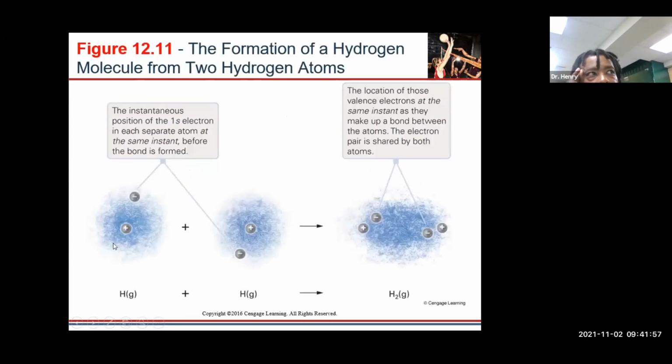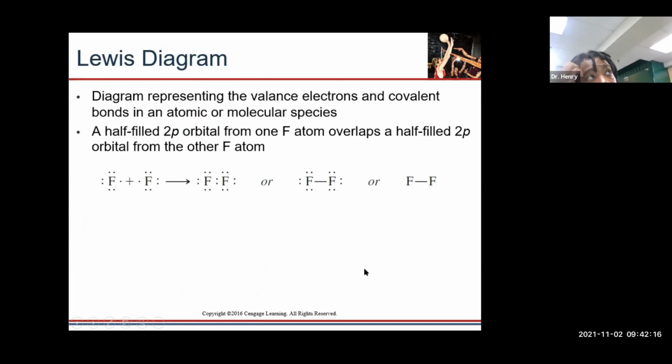Okay, so here's an example of that. So here's that cloud density for hydrogen. You can see the electron here, and this represents the electron cloud. This is the electron cloud for the other hydrogen. And so these are the electrons orbiting both nuclei. So this is the Lewis structure.